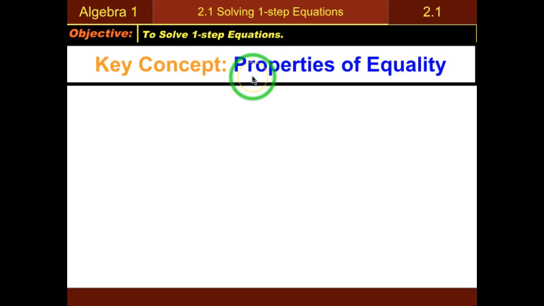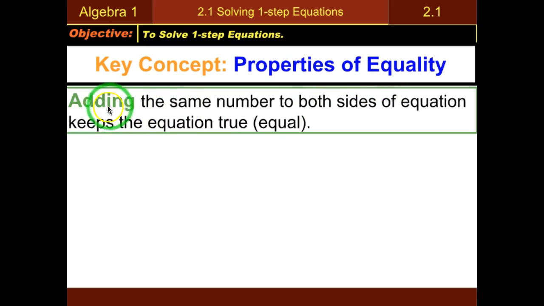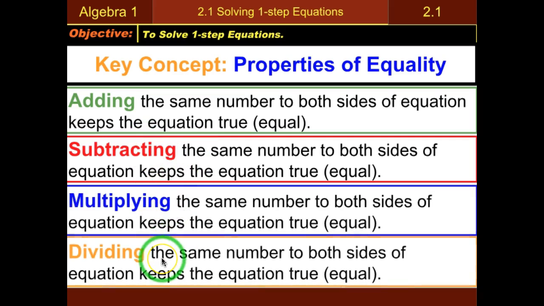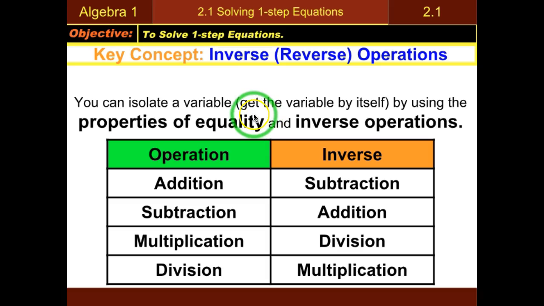So when we're solving equations, we're using the properties of equality. The first one would be addition, which says that adding the same number to both sides of an equation keeps the equation true, which we also refer to as equal. So since it's an equation, just like a scale, if you're adding the same amounts to both sides, then it's going to stay balanced. Same thing with subtraction, multiplication, and division. If you do the same thing to both sides evenly, then it stays equal and balanced.